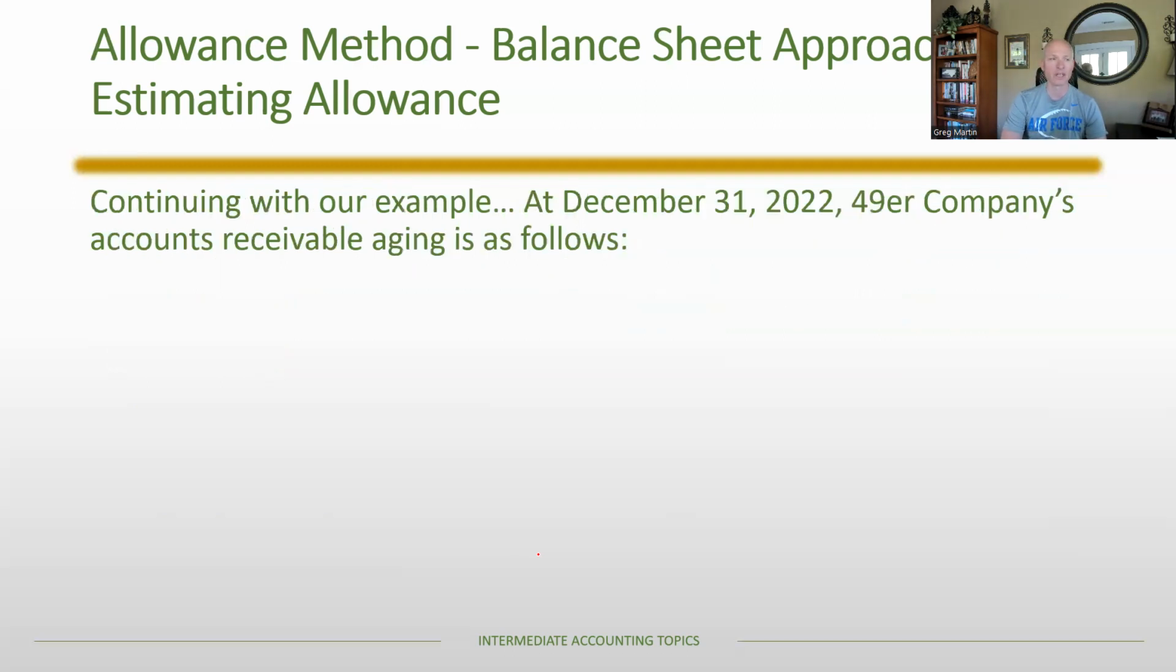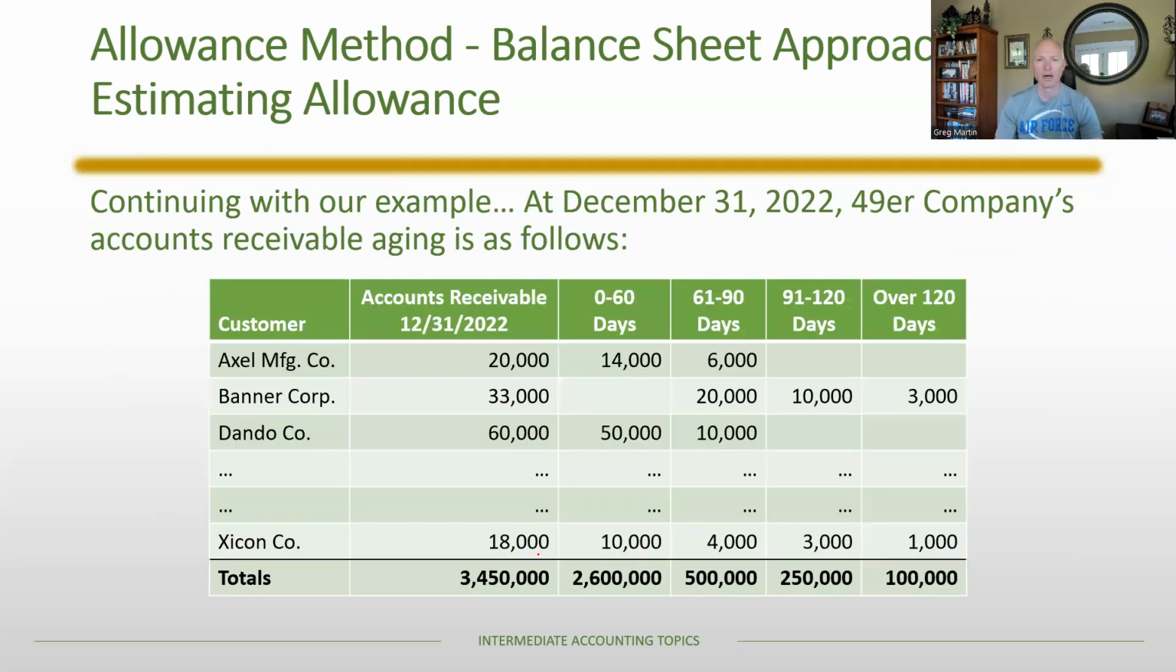So what we're going to do is look at different accounts and think through this. Our approach is going to be looking at an aging table. What an aging table does, and that's what we're going to focus on in this class, is it classifies accounts by their age. You can see that one of our customers, Axel, has receivables that are in total 20,000. Some are within 60 days, but some are a little bit older.